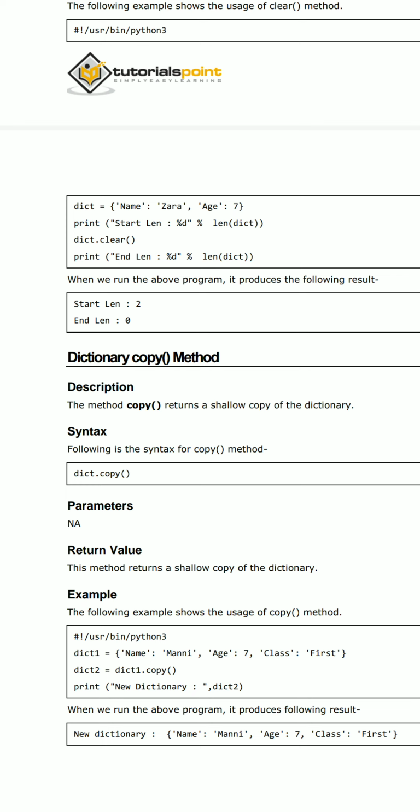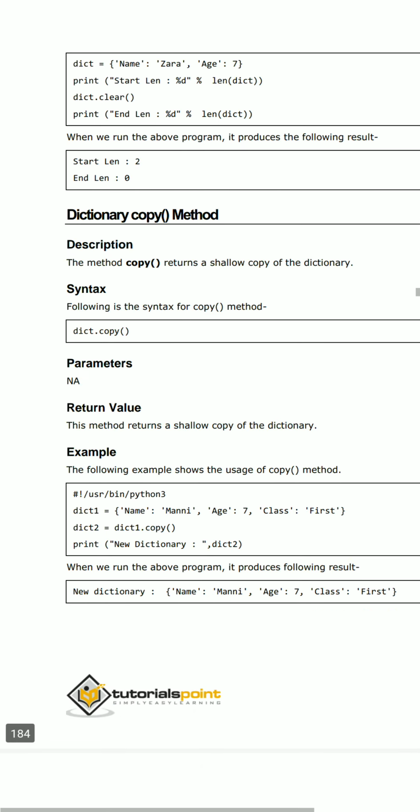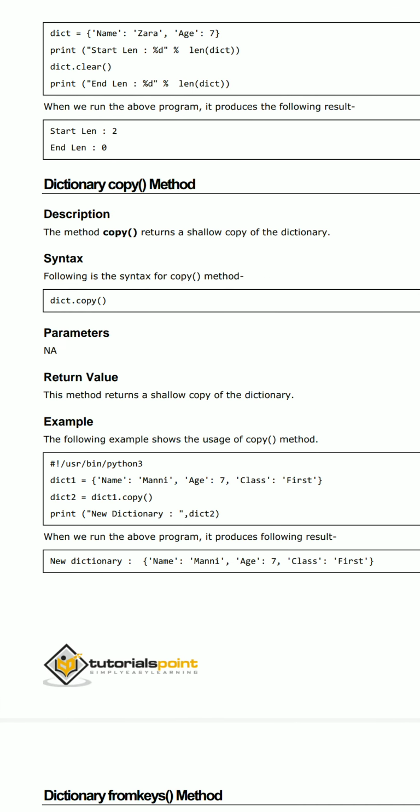Next I am printing the dictionary length onto the output screen. So there is no value, so the output would be 0. That is the output printed, the second result as 0. And the next method in the dictionary is the copy method.